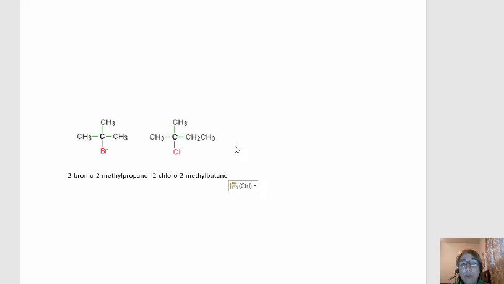And the compound on the right, the longest chain, is 4 carbons, regardless of how you look at it. And we want to give the substituents the smallest possible number, so it is a 2 carbon that has the 2 substituents on it, chloro and a methyl. So this is 2-chloro-2-methylbutane. If you got that right, give yourself a pat on the back.